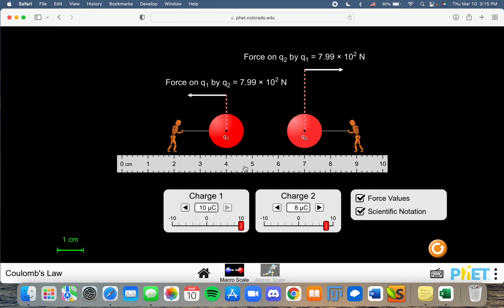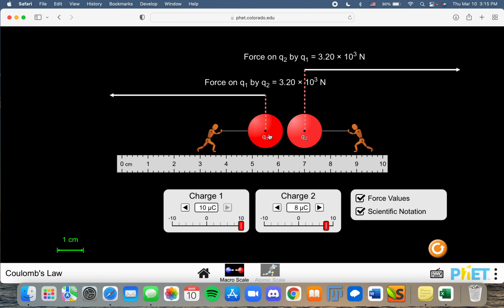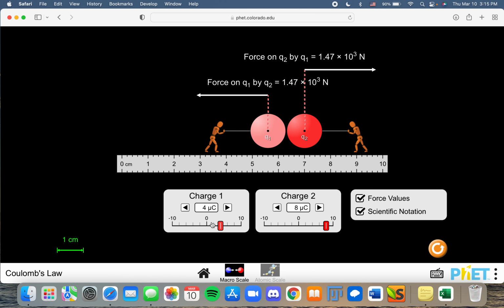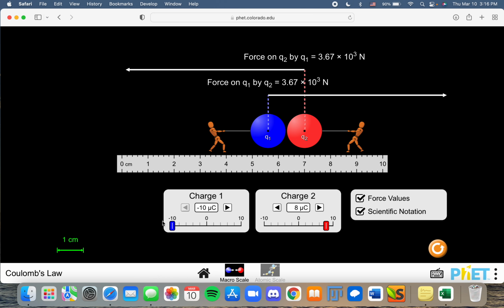And changing the distance between the atoms will also affect the force of attraction or repulsion. If I pull both of these atoms closer to one another, you see that the force of repulsion increases. And if I do it to two atoms with different charges, then you will see that the force of attraction gets greater.